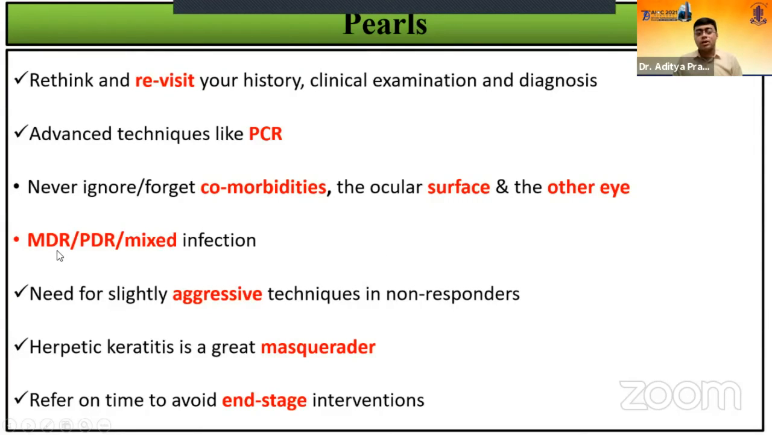There can be a multi-drug or a pan-drug resistant or a mixed infection. Always be aware of this combination. You have to go for slightly aggressive techniques in non-responders. Herpetic keratitis is a great masquerader. It can resemble bacterial, fungal, and all other types of keratitis. So be aware of this, and always refer on time to avoid the end stage intervention.